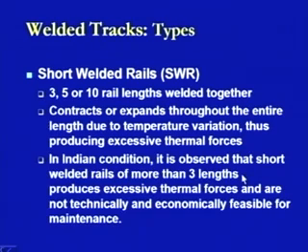And in Indian conditions, as we have seen, there are variations of temperature going from very low to very high conditions. So, it is observed that short welded rails of more than 3 lengths are going to produce much higher thermal stresses. And so, to remove these conditions where higher thermal stresses are there, due to which there will be a higher level of expansion, creating a problem of kinks or buckling of rails, these have been limited to 3 rail lengths, and they are not found technically and economically feasible for maintenance also.